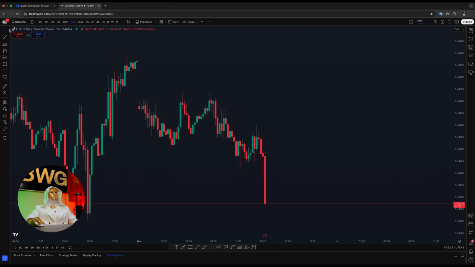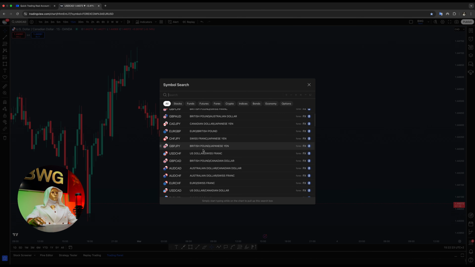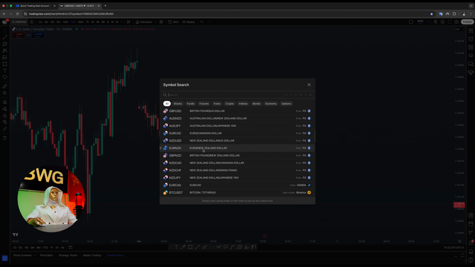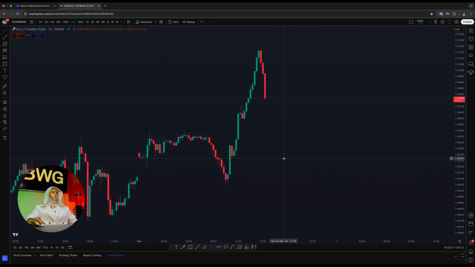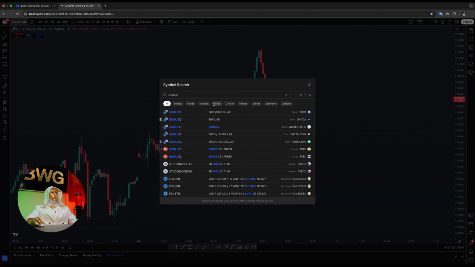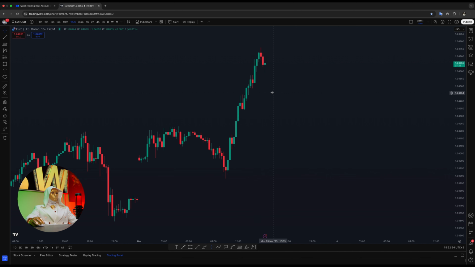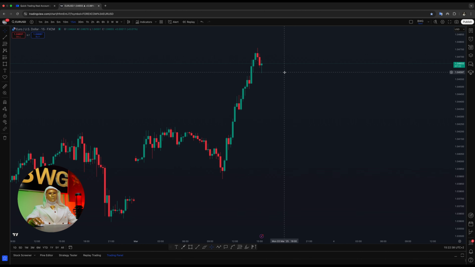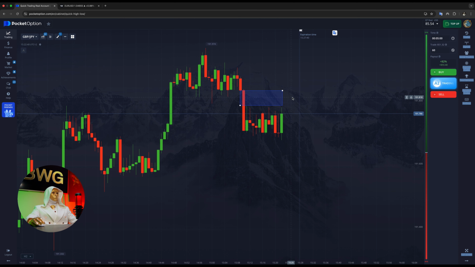USD CAD is also already on the move. Euro per CAD too. Euro US also showed the decline I described earlier. Clearly, fair value gap, 15 minutes.